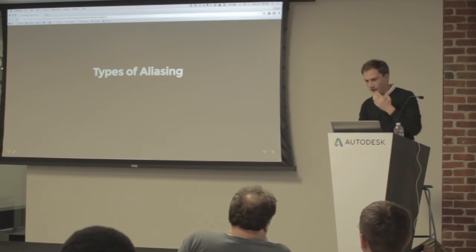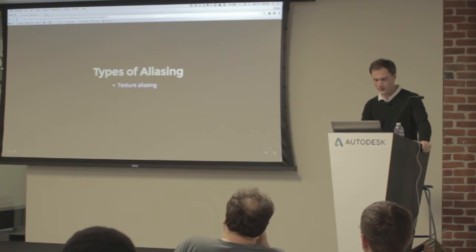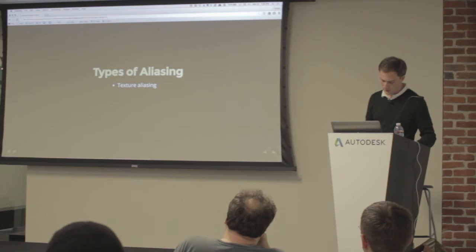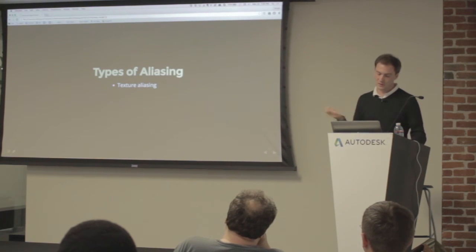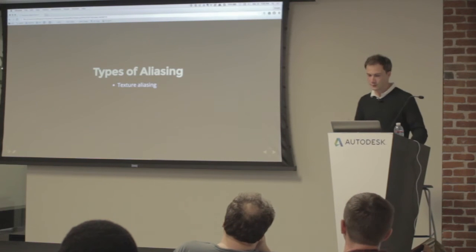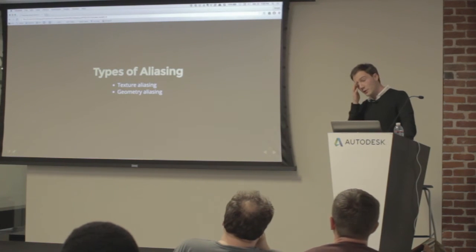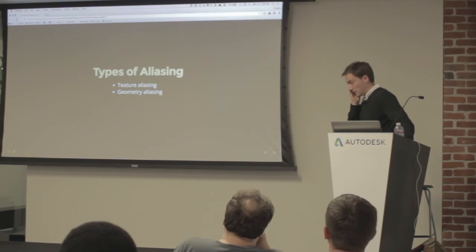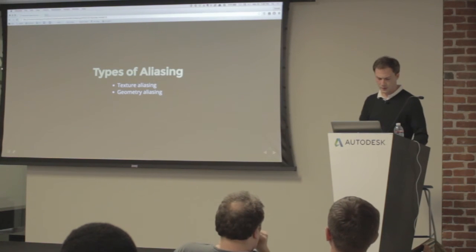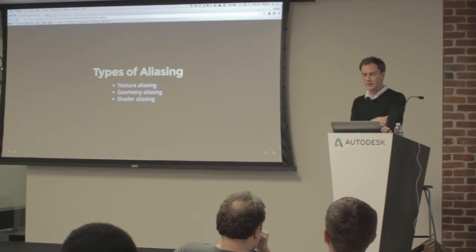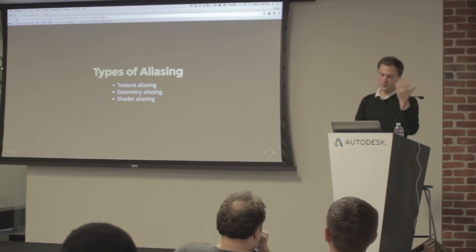Okay, now aliasing. There are different types of aliasing, and unfortunately, there's really one we usually think about. The first one is texture aliasing. That one is easy to deal with. Then there's geometry aliasing. That one is the most talked about. It's actually pretty hard to deal with efficiently. And finally, there's shader aliasing. There are other types that I'm not going to talk about here today.